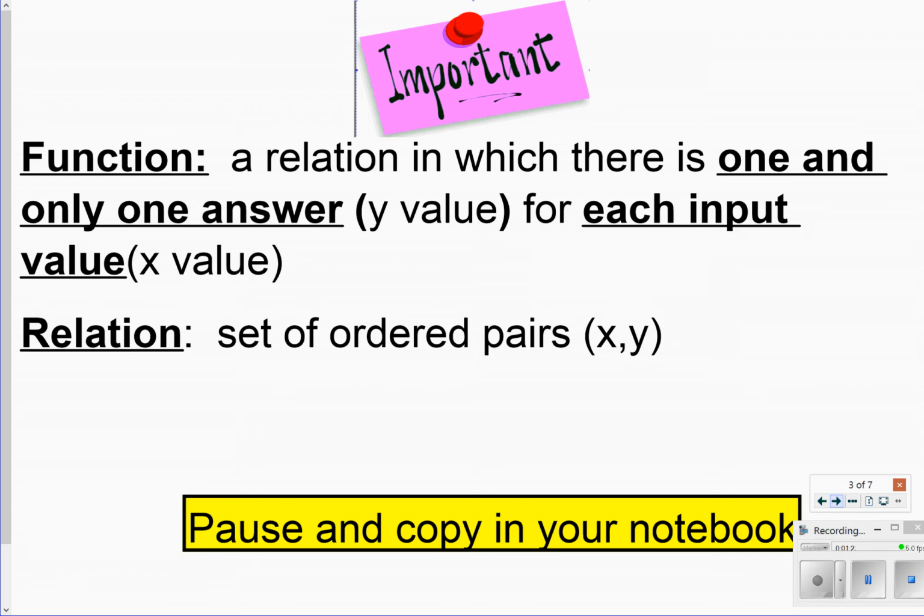This is important for you to know, and I want you to copy it into your math notebook. A function is a relation in which there is one and only one answer, one y value for each input value, an x value. So what that means is, on a table, if I'm saying x is this value and I plug it into our rule, plug it into our expression, what is the outcome going to be? And as long as there's only a one-to-one match, it's called a function. A relation is where there's a set of ordered pairs, where there's an x value and there's a y value. Please make sure you copy this into your notebook.